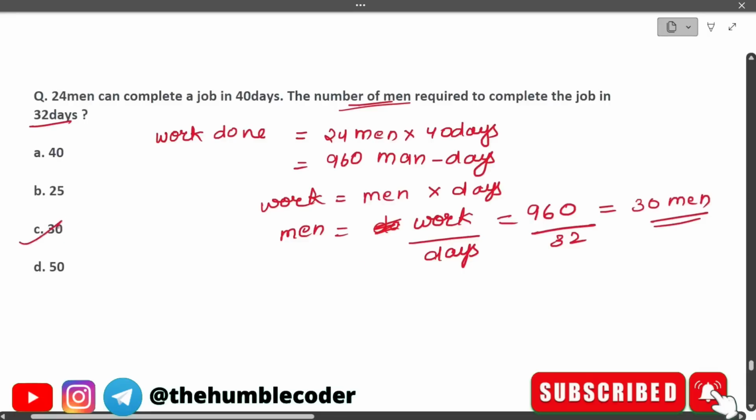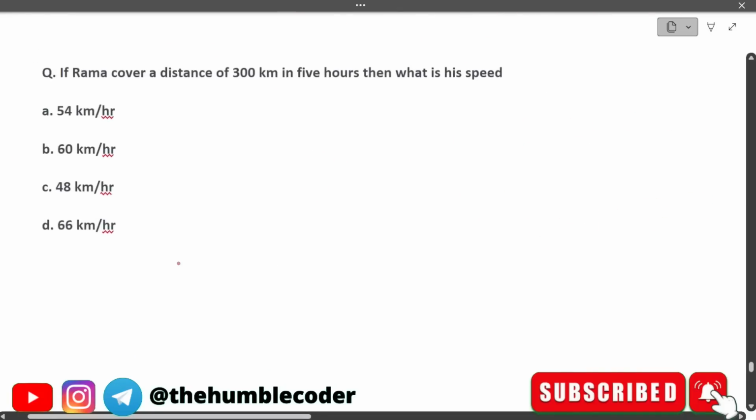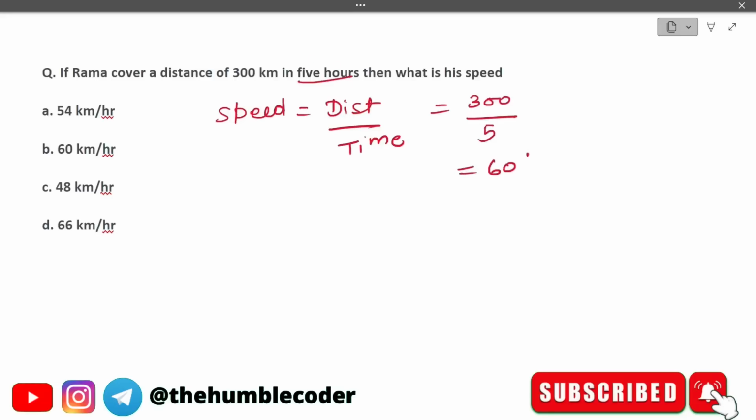Okay, moving on to the next one. If Rama covers a distance of 300 kilometers in 5 hours, what is his speed? Okay, and we have different speeds given to us. Let's calculate it. Speed is equal to what? Distance upon time. The distance given to us is 300 kilometers, and the time given to us is 5 hours. So the speed of Rama is going to be 60 kilometers per hour. Okay, the correct option is option B, which is 60 km per hour.